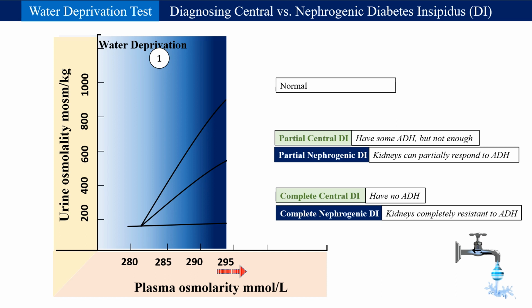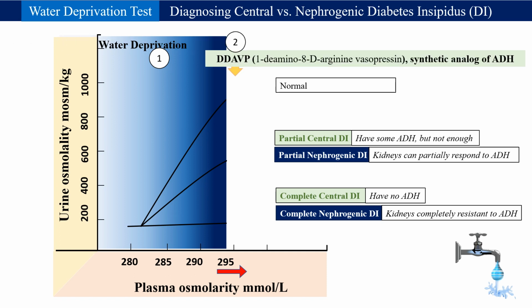Once the plasma effective osmolarity reaches 295 or greater, we administer a small dose of DDAVP, which is a synthetic analog of ADH. Normal individuals who have no problem with ADH secretion will have no change in urine osmolality because they already have maximal ADH secretion with water deprivation. A little extra dose of DDAVP does not do anything extra for them.